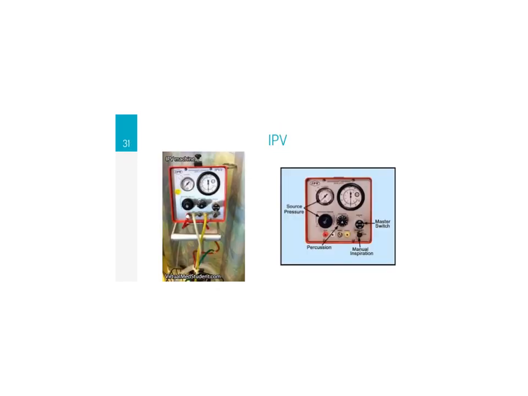Okay, so you have your IPV machine here. You can set your percussion here and then your pressure here. And this is going to tell you the source pressure on what you're giving, and then what pressures they are getting in their lungs on expiration.